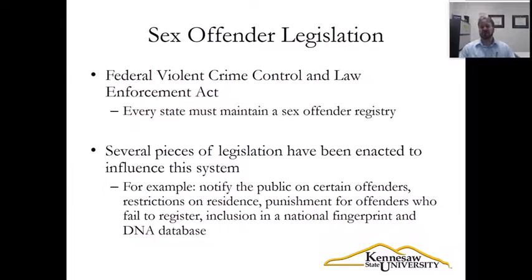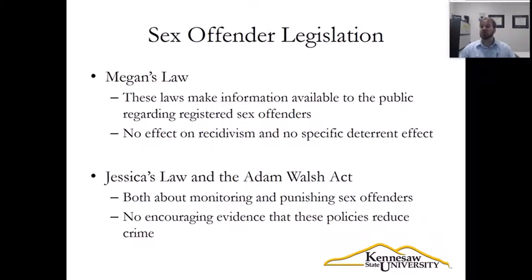There are also the national fingerprint and DNA databases, which we've already talked about, being AFIS and CODIS. And so these people are required to submit their DNA to these databases, as well as their fingerprints, which are probably already on record when they got arrested.